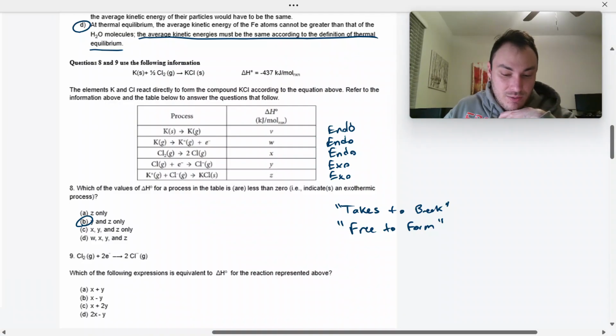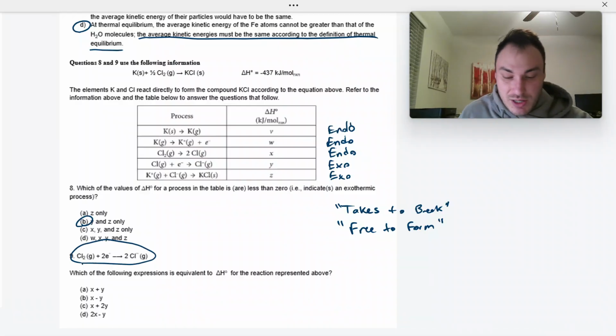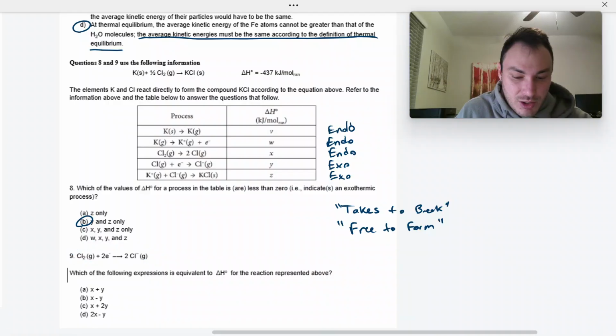Which of the following expressions is equivalent to the delta H for the reaction represented above? All right, we have this reaction. What's the delta H of that reaction? Is this a pseudo Hess's law or a full on Hess's law problem? Oh, this is a full on Hess's law problem. This reaction is not given.